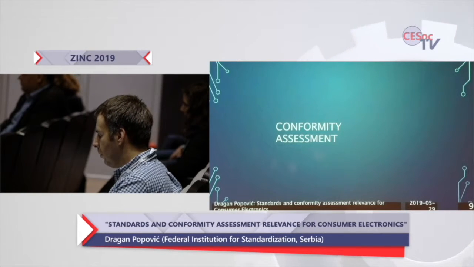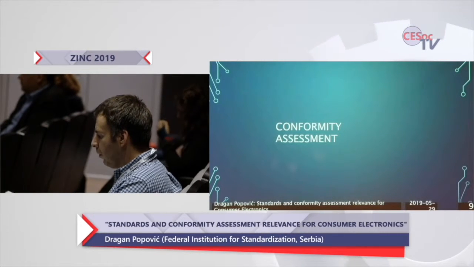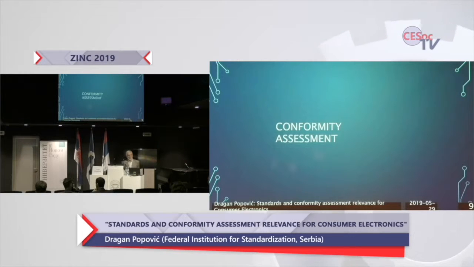A main player on the global scene is CASCO, the Conformity Assessment Committee. ISO has some 200 and more, almost 300 technical committees and similar bodies, but only a few political committees. CASCO is one of the political committees. It means its results are valid and important for all other technical committees. So this is the topic: conformity assessment. It's also very important for the World Trade Organization and different international organizations.